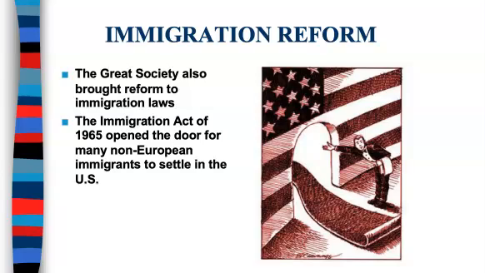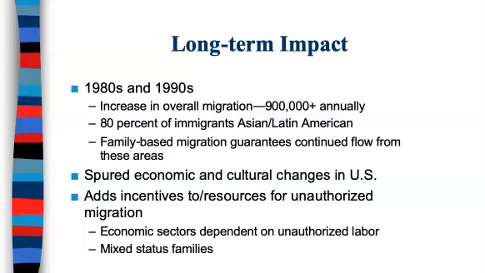And what this does is open the door for many non-European immigrants to settle in the United States. It's going to roll back and eliminate those immigration quotas that we saw in the 1920s. So the Immigration Quota Act and the National Origins Act of 1921 and 1924, this Immigration Act of 1965 is going to get rid of those. And so we're going to start to see this opening of immigration for all of these new groups that had been previously discriminated against, especially Asian immigrants, Latin American immigrants, and Eastern European immigrants.